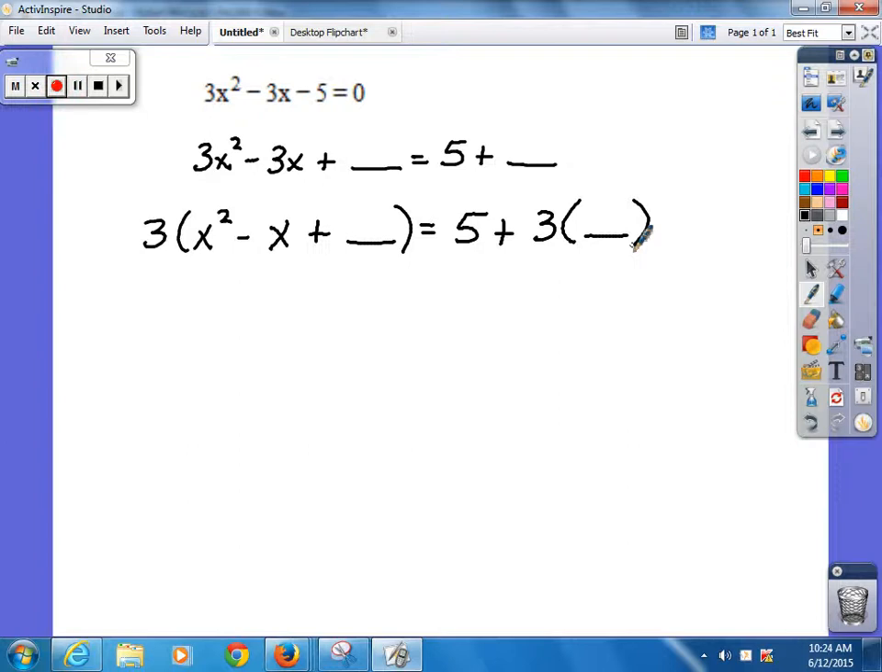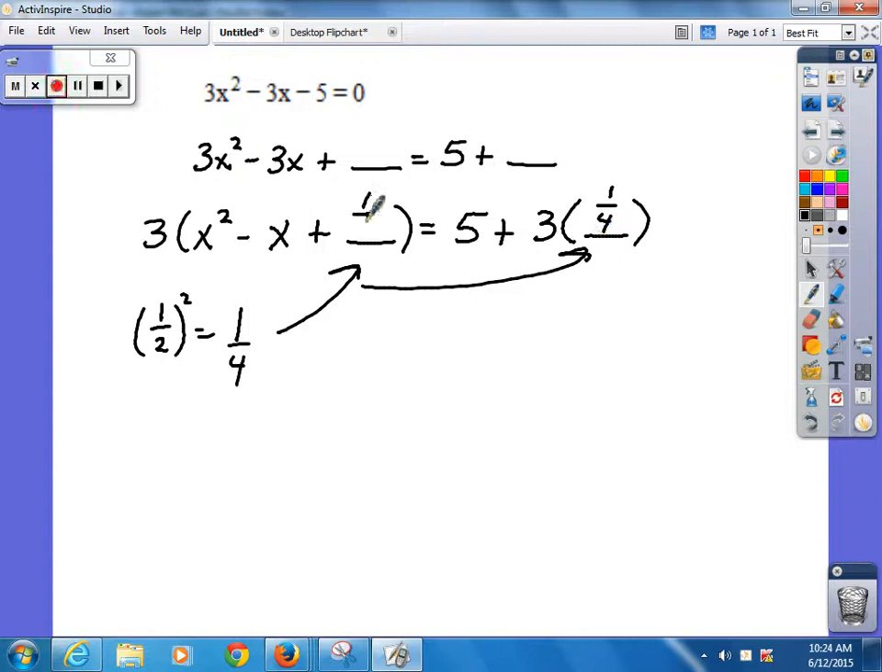What's half of 1? 1/2 squared is 1/4. I'm an idiot. So 3 times x minus 1/2 quantity squared is equal to 5 plus 3/4, but I don't want to do 5 plus 3/4, so I'm going to do 20/4 plus 3/4.